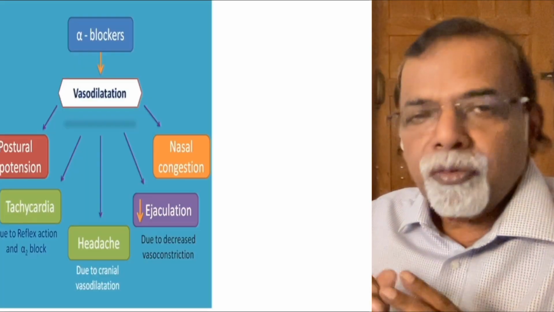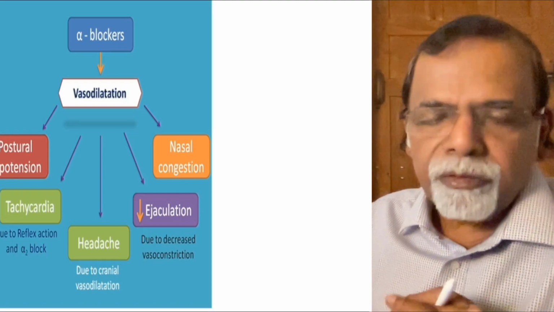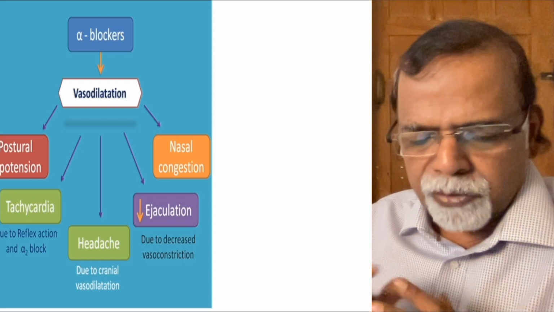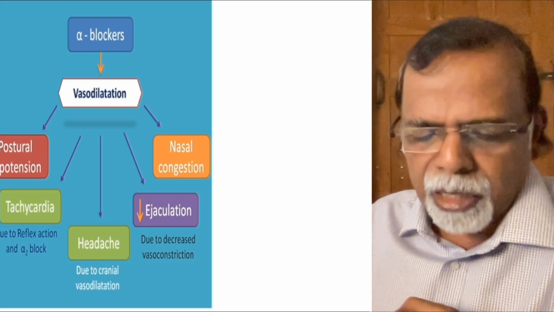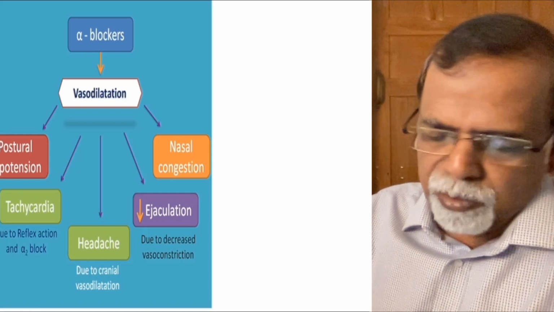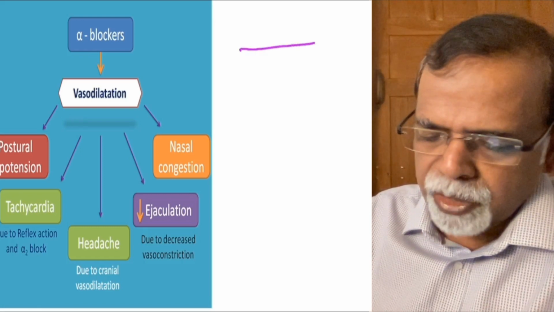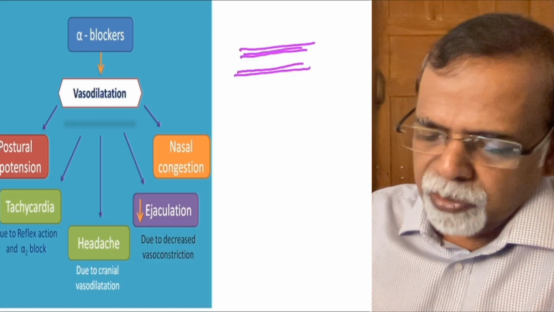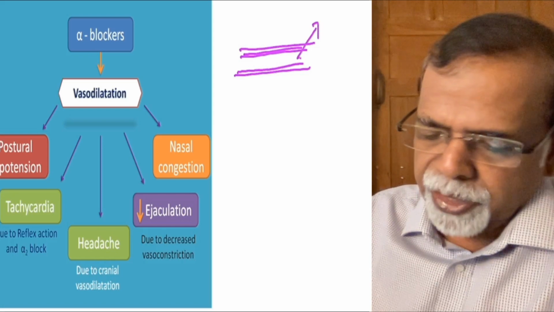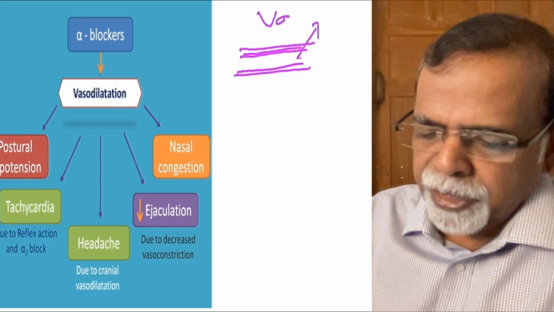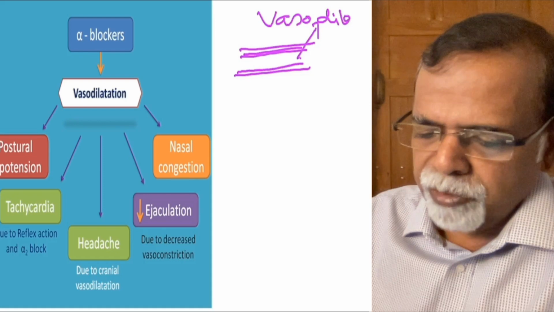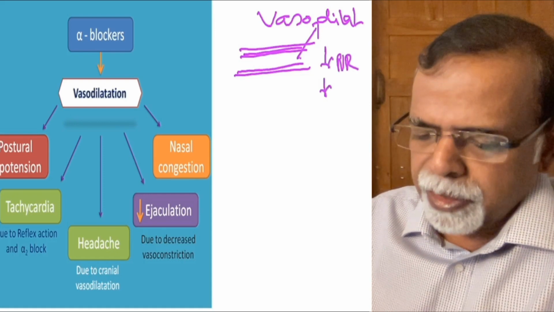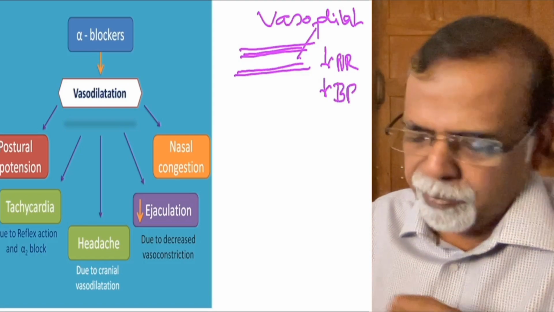Now we look into what are the side effects, mainly for non-selective alpha blockers, but we can get some of them in the selective alpha blockers also. The main action of alpha stimulation is vasoconstriction. So when the alpha blockers are given, what will happen? There will be vasodilation. This leads to a decrease in the peripheral vascular resistance, and it will produce a reduction in the blood pressure. So that is why it is used as an antihypertensive.